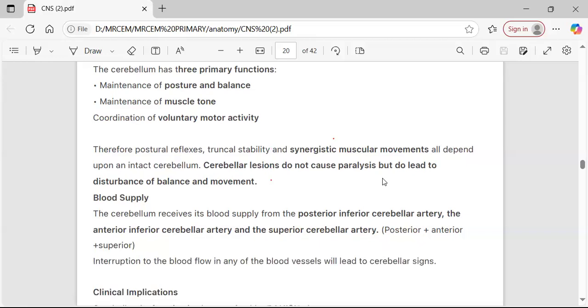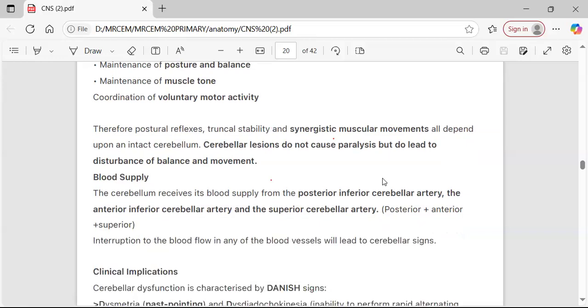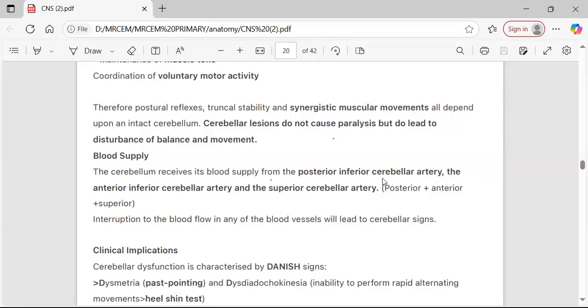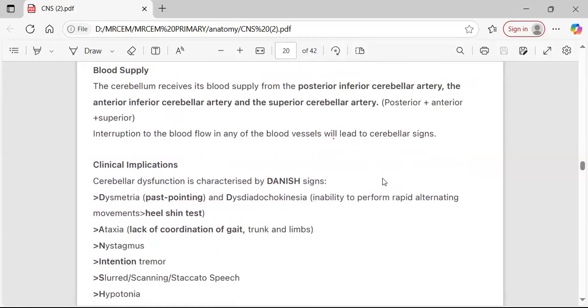That's why we do this test: ask the patient to close the eyes and then walk. If there's an issue, they will fall. That's a complication. We remember the DANISH signs: dysmetria, past pointing, dysdiadochokinesia, inability to perform rapid alternating movements, Romberg test.